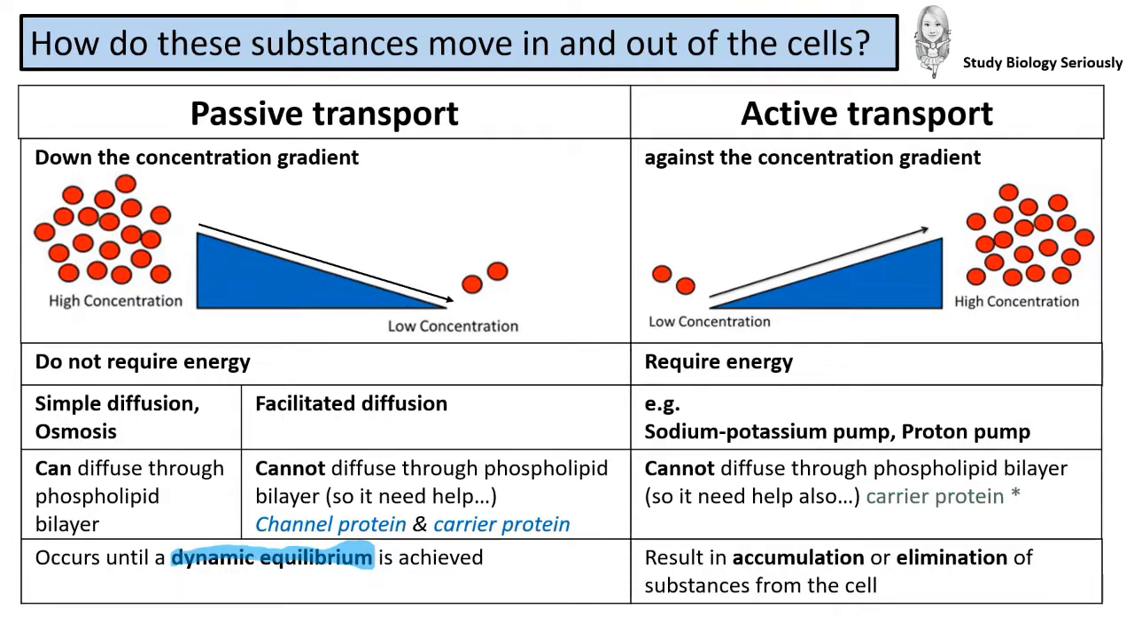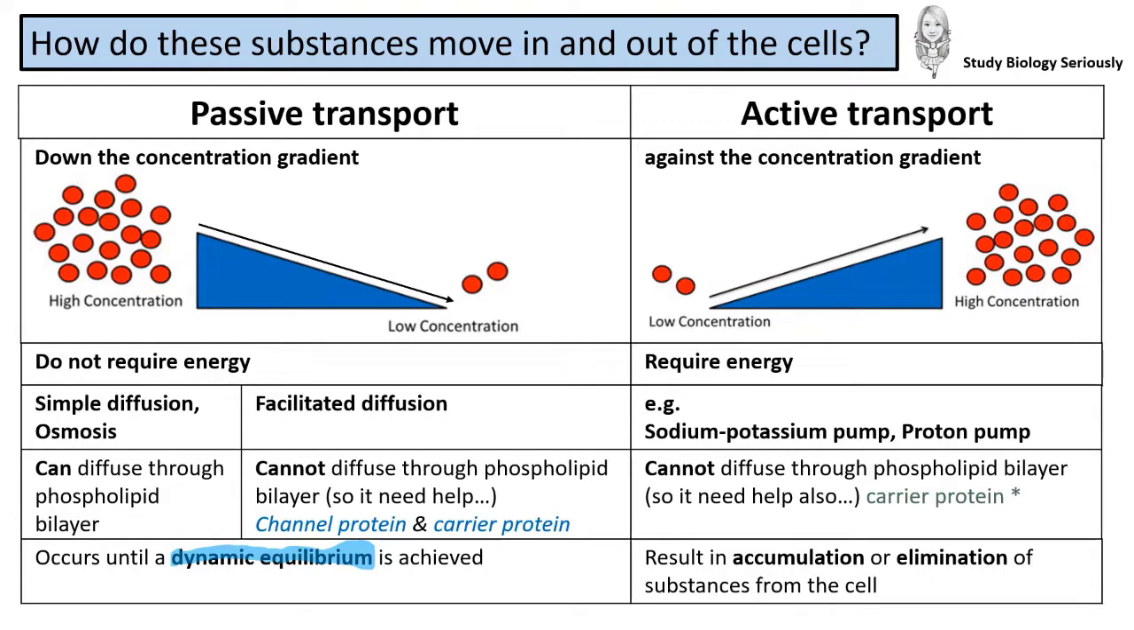For active transport, only living cell can do it, because only living cell can carry out respiration to generate ATP for the active transport.